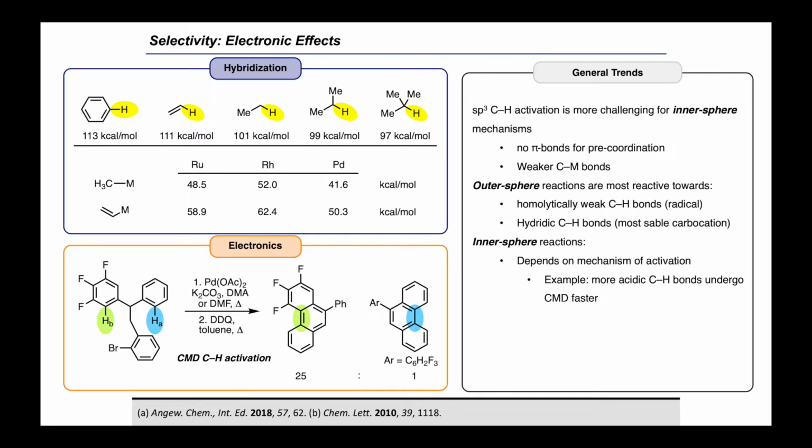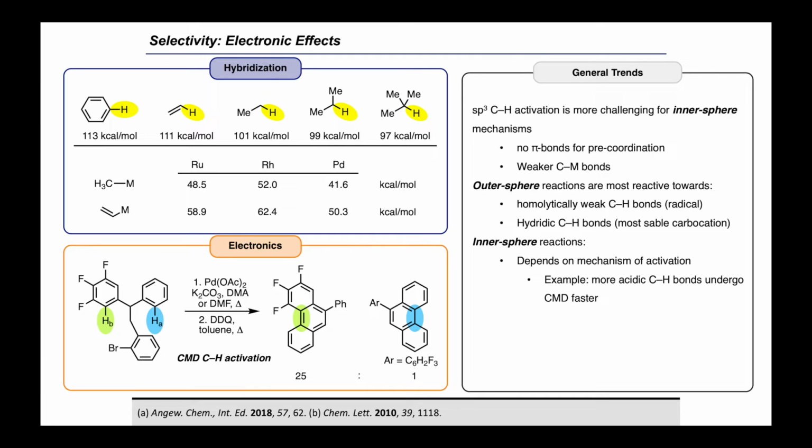Although Csp2-H bonds are stronger than Csp3-H bonds, since we are forming an organometallic intermediate, we must also take into consideration the strength of the carbon-metal bond that forms, and generally, sp2 carbon-metal bonds are stronger than sp3 carbon-metal bonds.